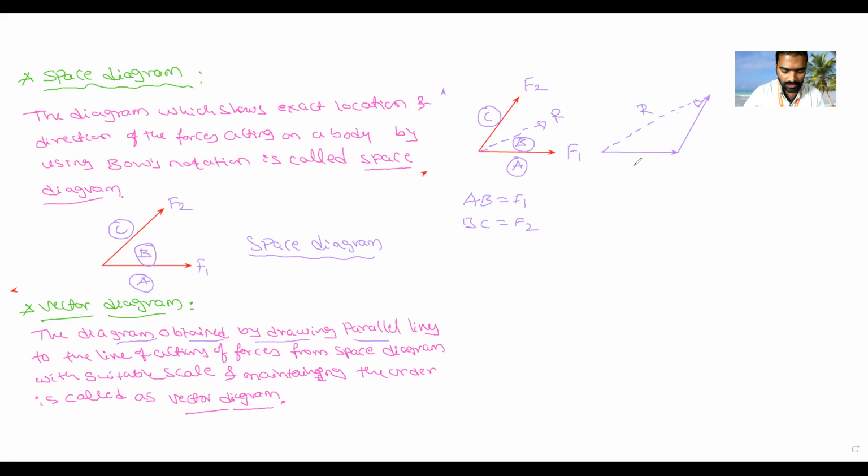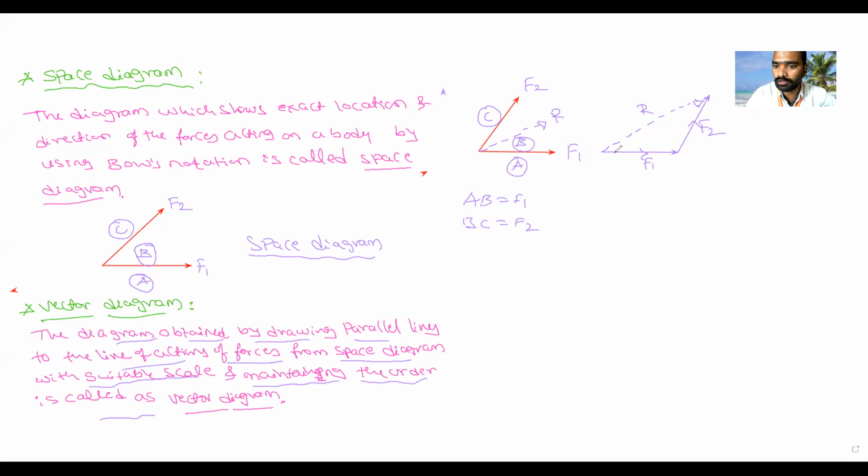This is F1 force and this is F2 force. So read the definition. The diagram obtained by drawing parallel lines to the line of action of the forces from the space diagram. Initially, the space diagram was given. By taking the line of action of the space diagram, we have drawn another diagram with a suitable scale, and maintaining the order, is called a vector diagram.